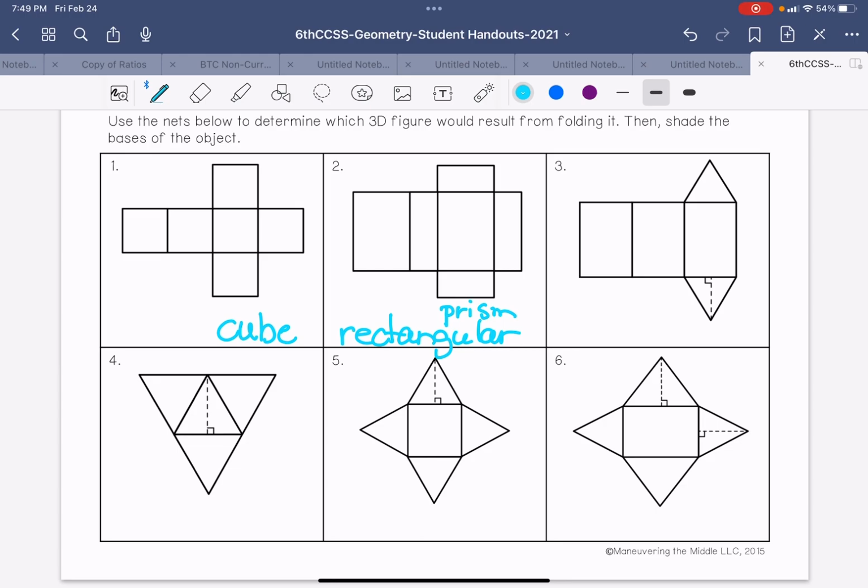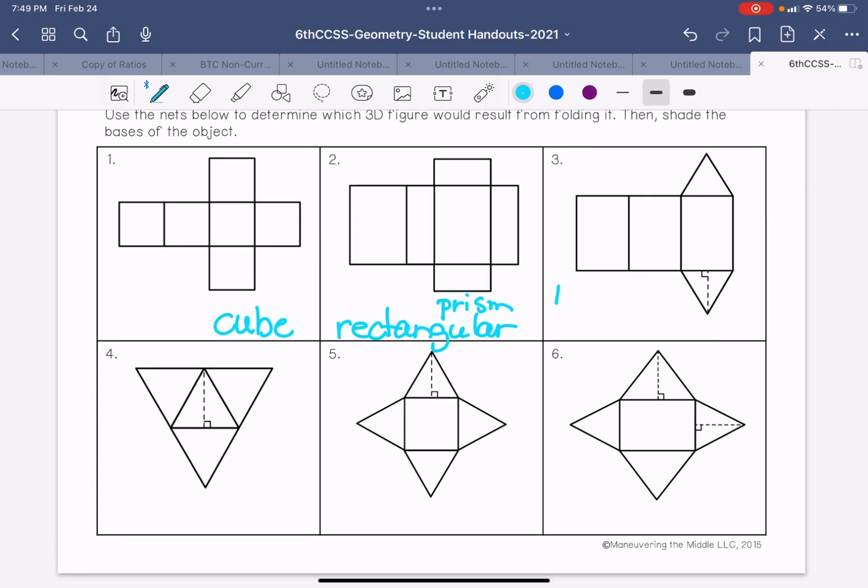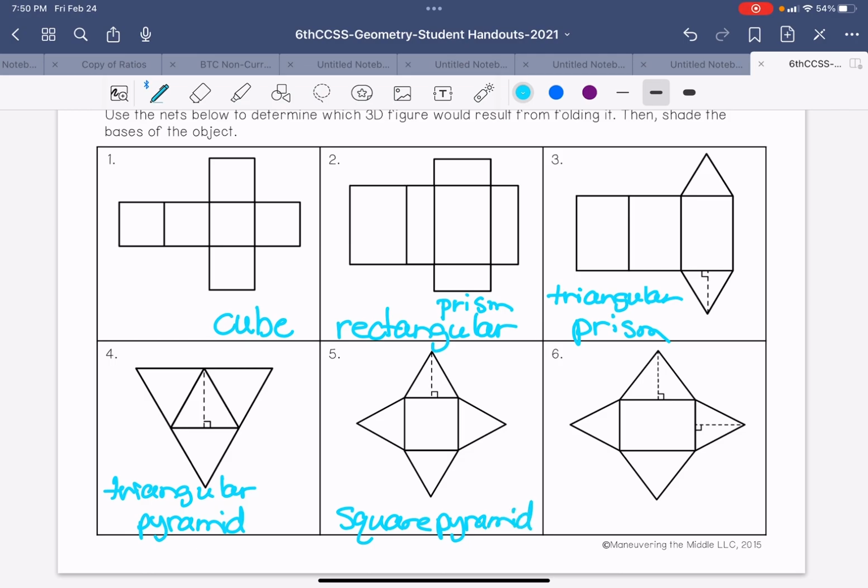Should I write that different? Number 3 is a triangular prism. Number 4, a triangular pyramid. And number 5, a square pyramid. Number 6, a rectangular pyramid.